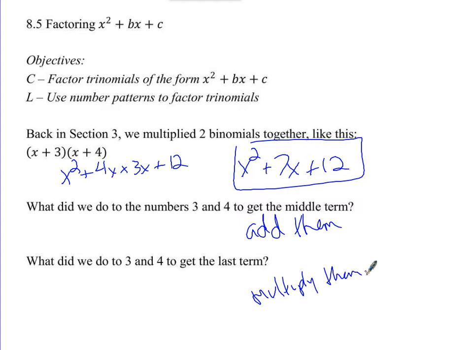And that's always the case. No matter what FOIL problem you do, the two numbers that you see are going to add to give you that middle term, and they're going to multiply to give you this last term. That is the pattern. So if you can remember that pattern, then you can undo this problem and write it as a FOIL problem. The two numbers you need to undo FOIL will multiply together to give you this number, and at the same time, they will add together to give you this number. If you can figure out what two numbers those are, then you have undone this problem and you can write it as a FOIL problem. And that's exactly what we're going to be doing this whole section.